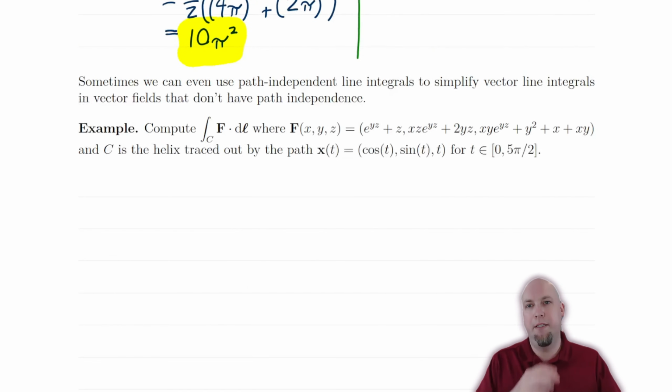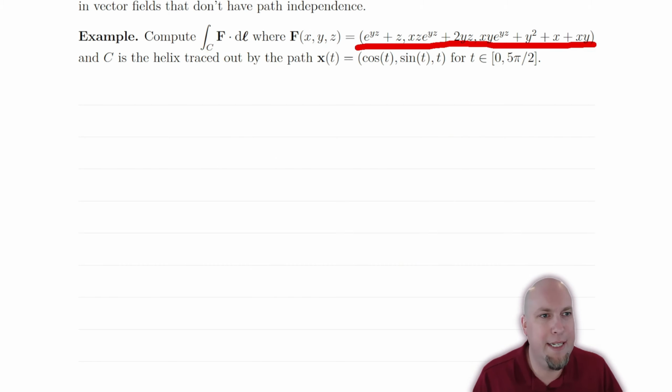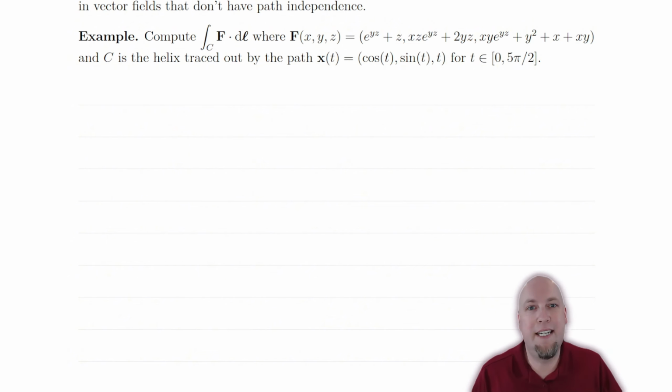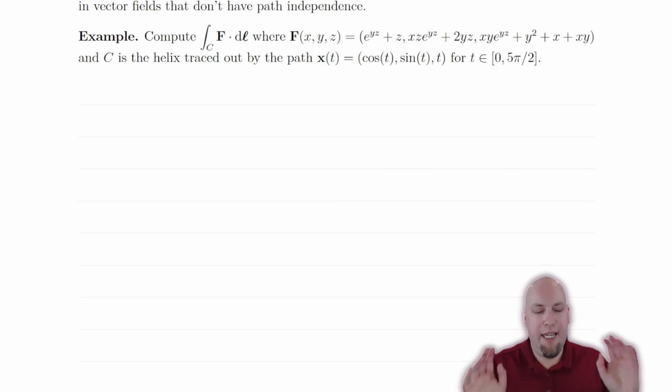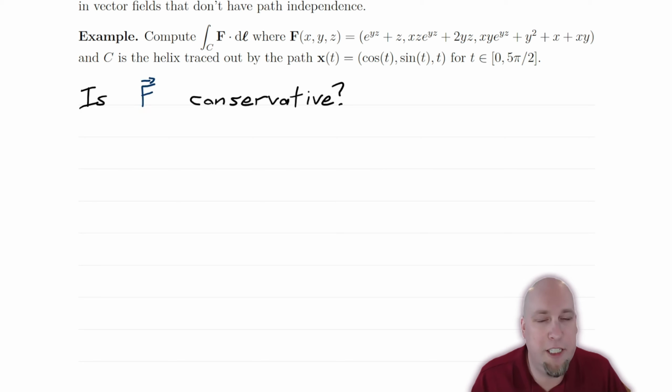All right, let's ramp up a little bit. Let's do a more complicated example, okay? Let's compute the vector line integral of this admittedly quite hideous vector field acting on three-dimensional space this time, where C is the helix traced out by this path where t is going from 0 to 5 pi over 2. Okay, so I would love it if that were a conservative vector field, because again, that would make my life so much easier, okay?